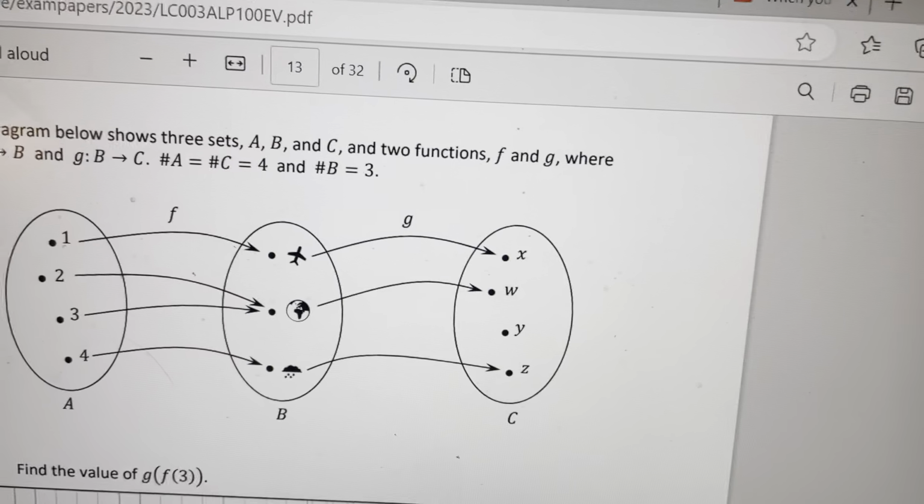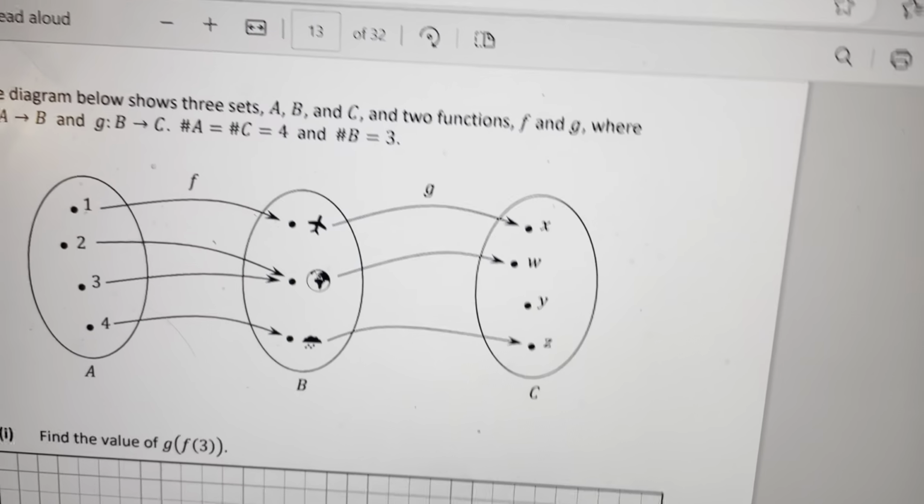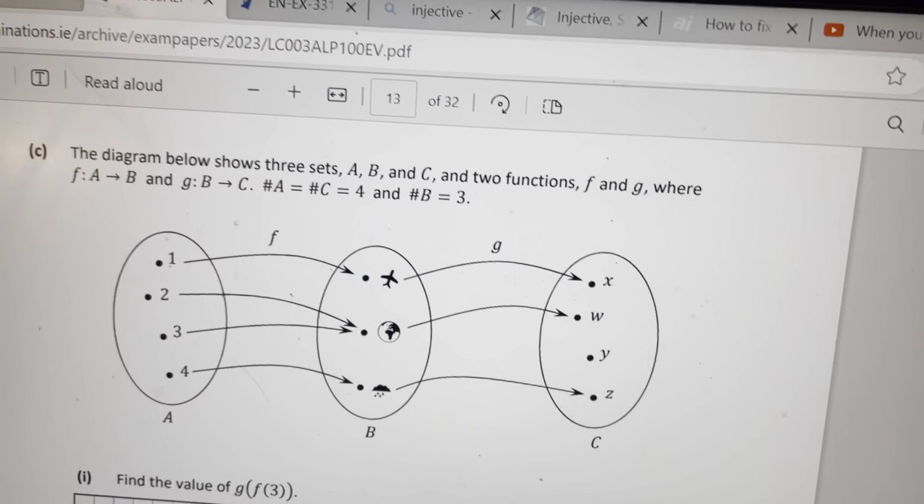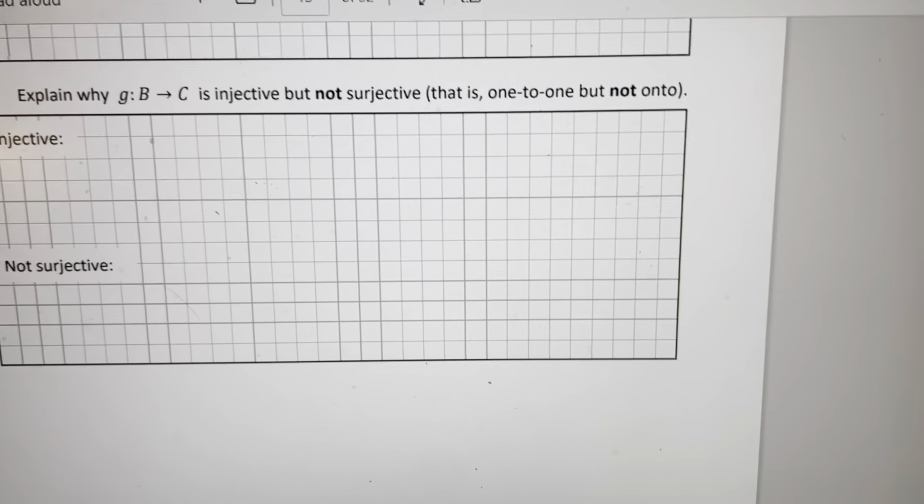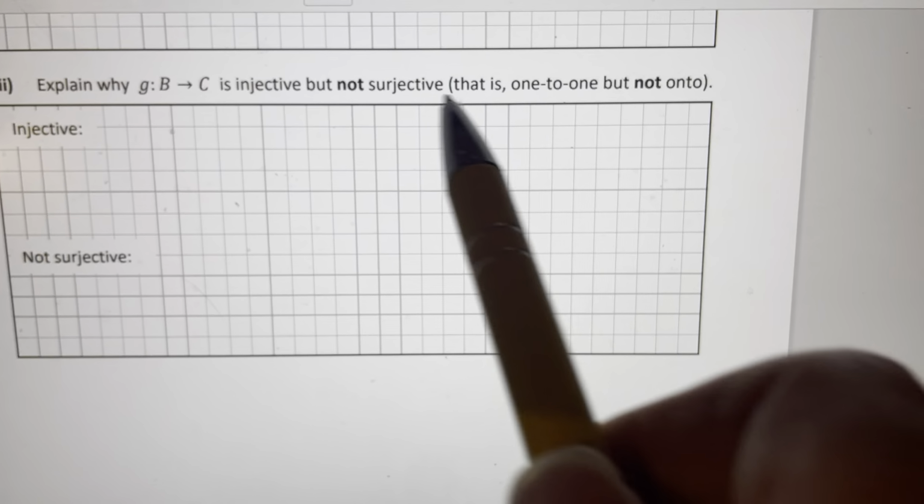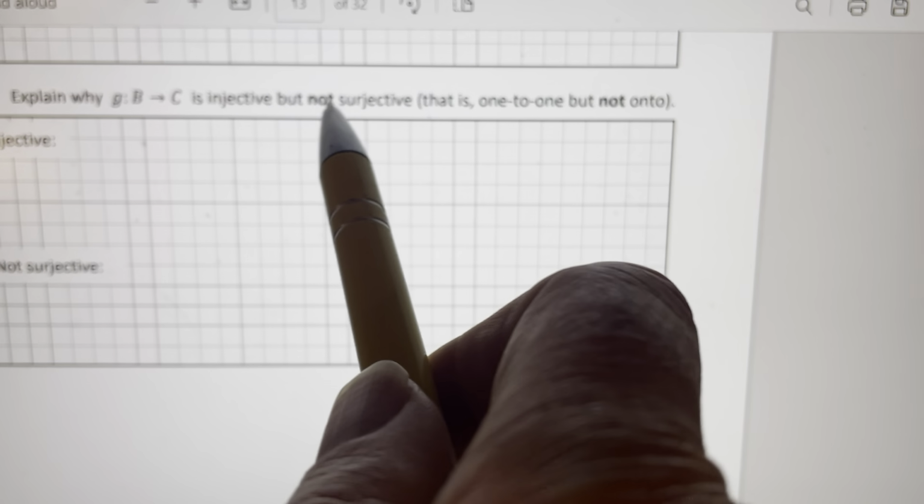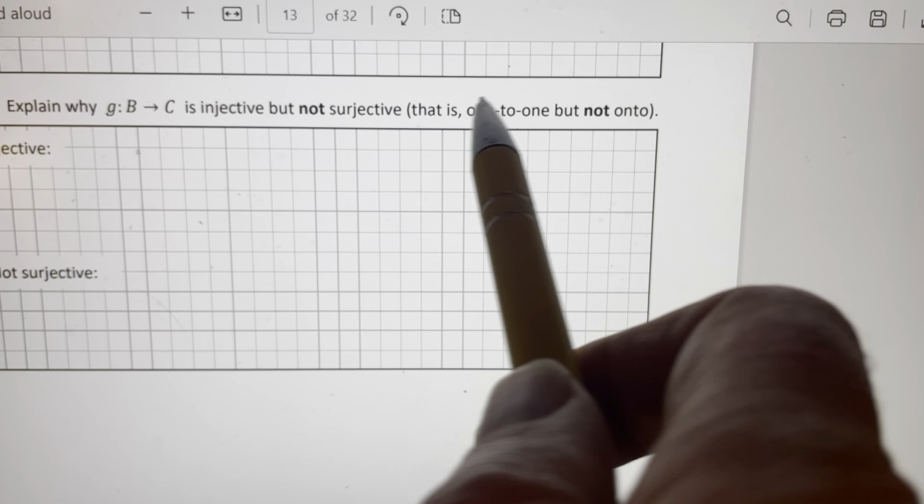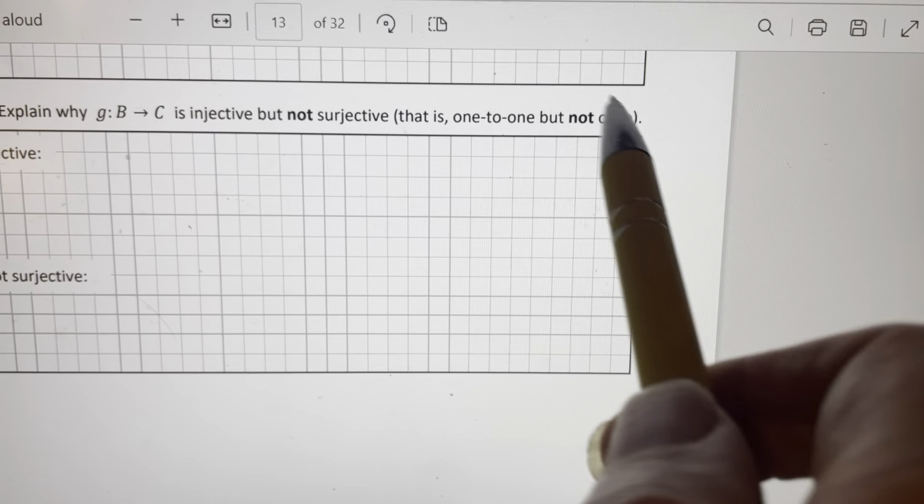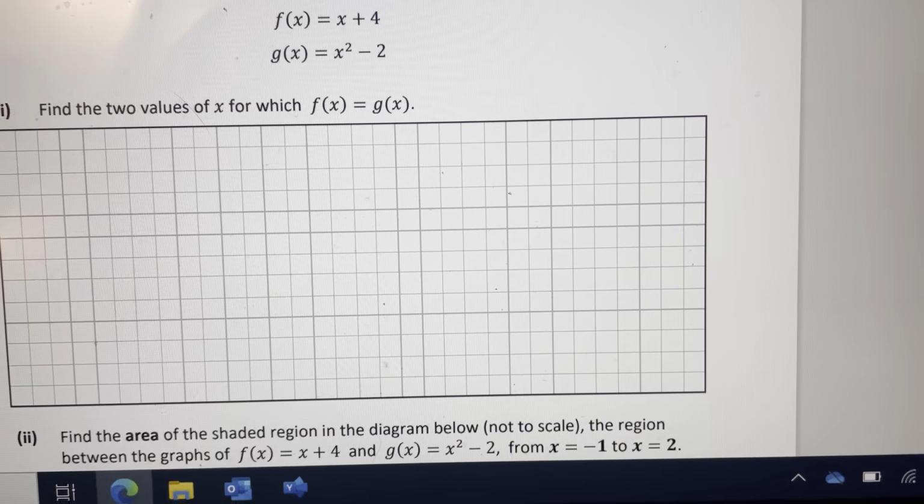Now this stuff, that question I think people would find quite tricky and just pretty fiddly really, and it's kind of more of an English question than anything else. But it does give you a kind of hint there, not surjective, one to one but not onto.